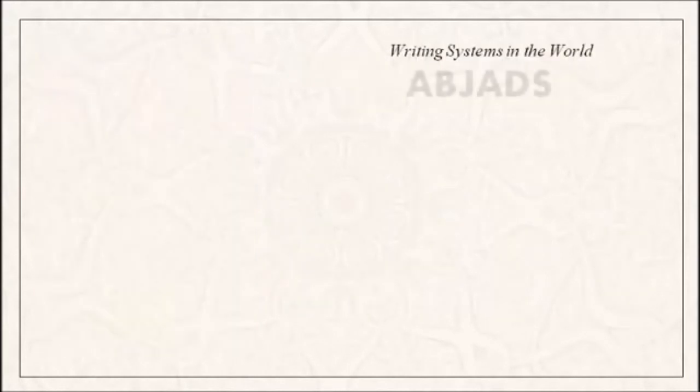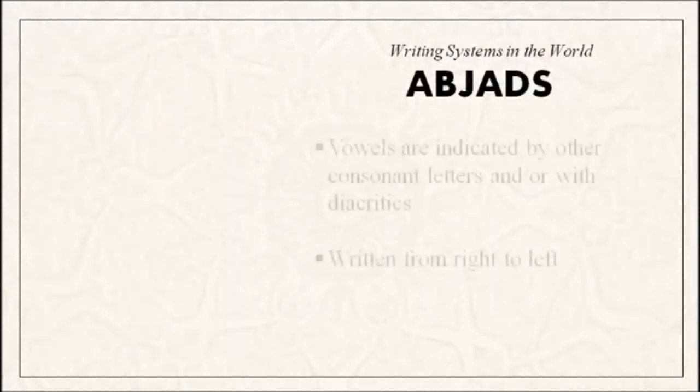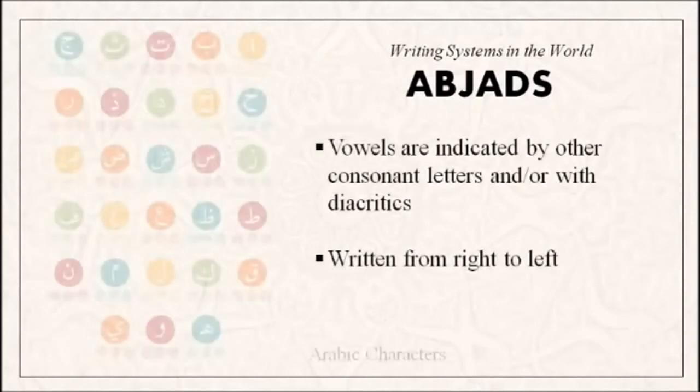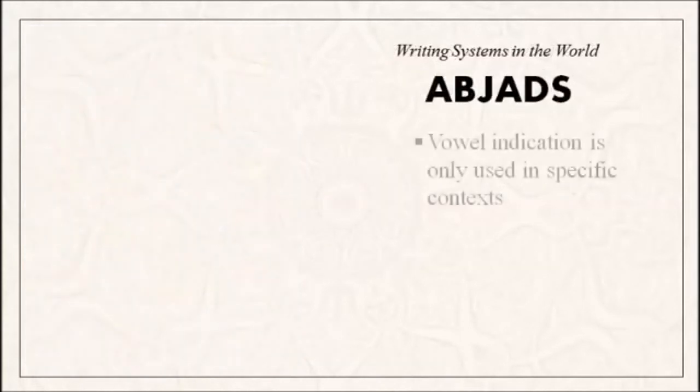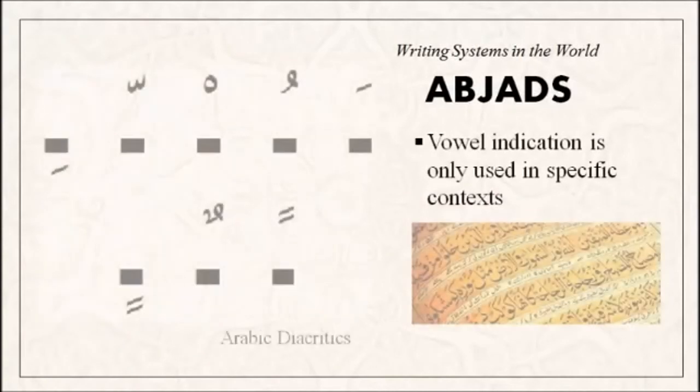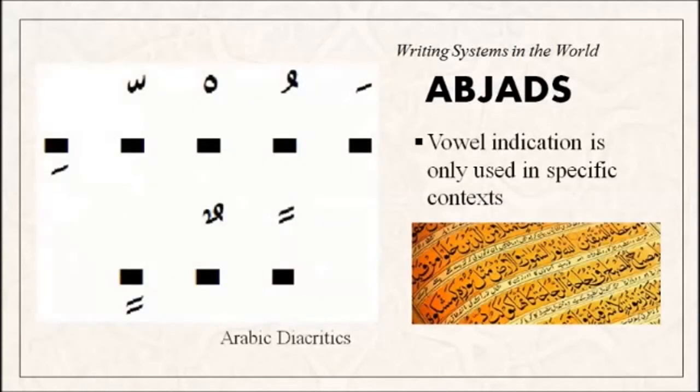We also have abjads, or consonant alphabets, in which vowels are indicated by other consonant letters or with diacritics. Arabic and Hebrew are examples of abjads. They are generally written from right to left, and the vowel indication is only used in a specific context. Among the consonant alphabets that fell in disuse, we find Punic, Phoenician, and Aramaic.